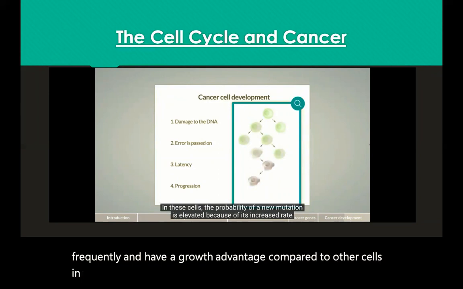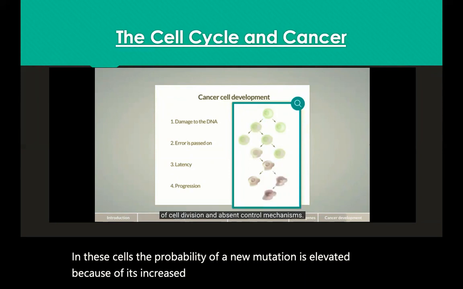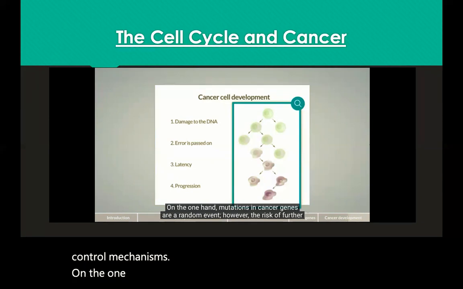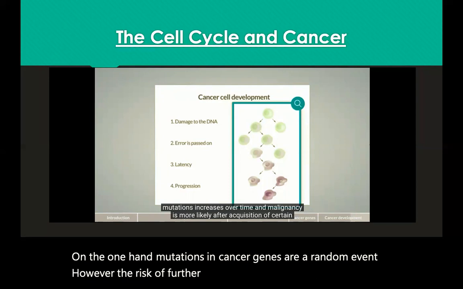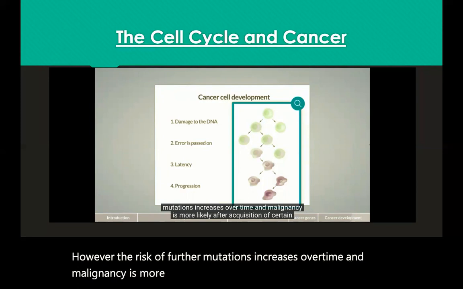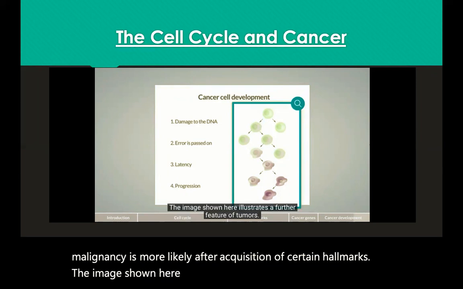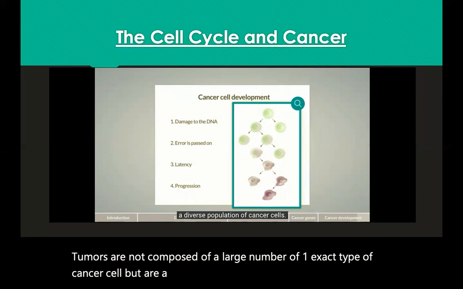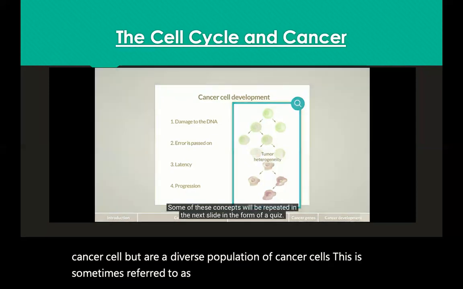In these cells, the probability of a new mutation is elevated because of its increased rate of cell division and absent control mechanisms. On the one hand, mutations in cancer genes are a random event. However, the risk of further mutations increases over time, and malignancy is more likely after acquisition of certain hallmarks. The image shown here illustrates a further feature of tumors. Tumors are not composed of a large number of one exact type of cancer cell, but are a diverse population of cancer cells. This is sometimes referred to as tumor heterogeneity.